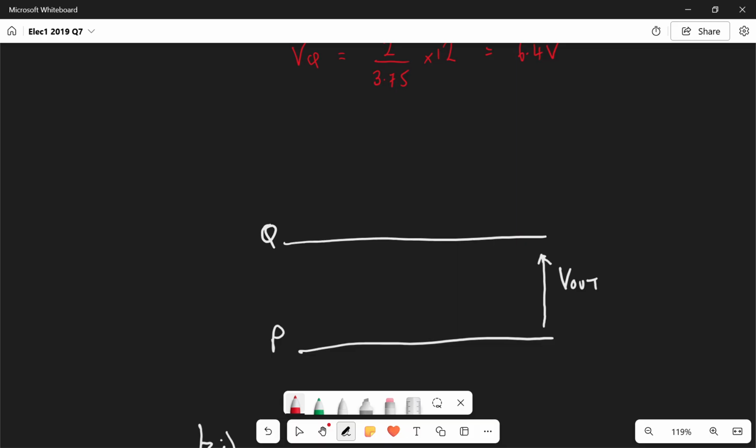Now what we want to do is measure the difference. Now if you follow the lines, the voltage is measured from the lower voltage value to the upper value. So we know that this top line Q is going to be 6.4 volts. We know that the bottom one is 6.0 volts, and therefore Vout is going to be 0.4 volts. If it was the other way around, with the 6.4 on the bottom, Vout would be minus 0.4 volts.